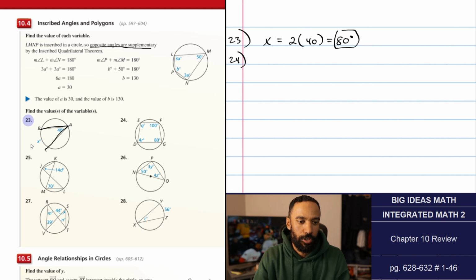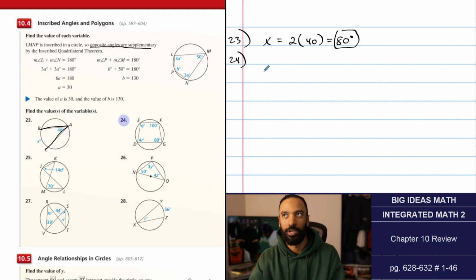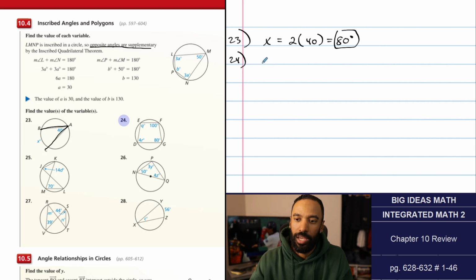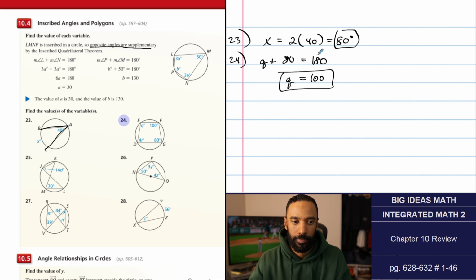Now number 24 goes back to our inscribed quadrilateral, so opposite angles are supplementary. Let's solve for both r and q. So I'm going to solve for q first. Q plus 80 is 180. Those are opposite angles. Subtract 80 from both sides. Q equals 100. I guess x doesn't need to have degrees in it because I was going to say this other one doesn't.